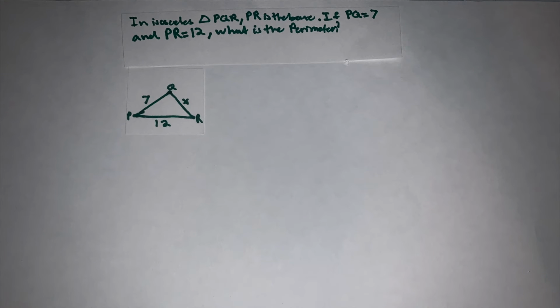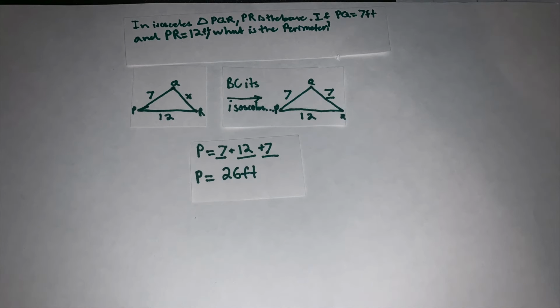Alright, so number 52 here is giving us this isosceles triangle PQR, where PR is the base. It tells us that PQ equals 7 feet and PR equals 12 feet. So then we need to find the perimeter here. So how are we going to do that?